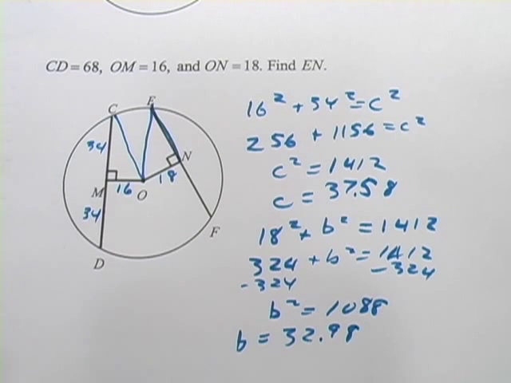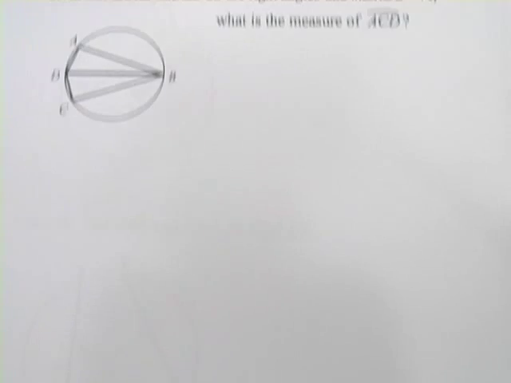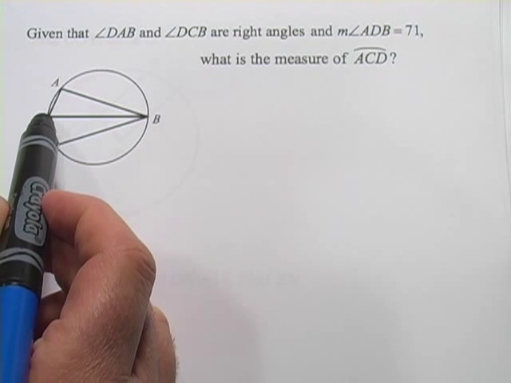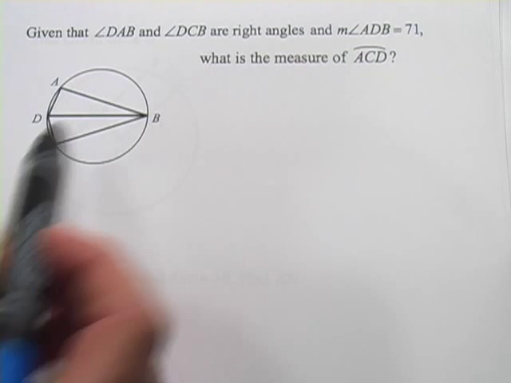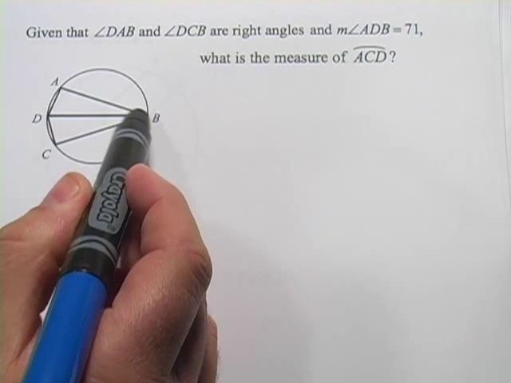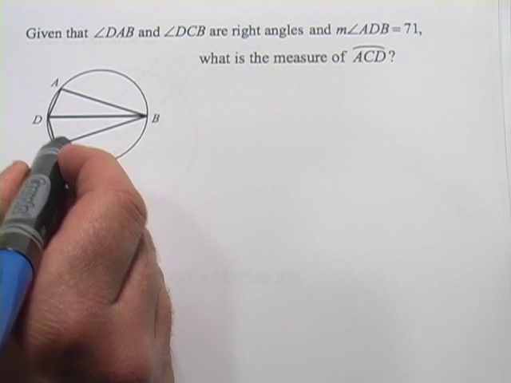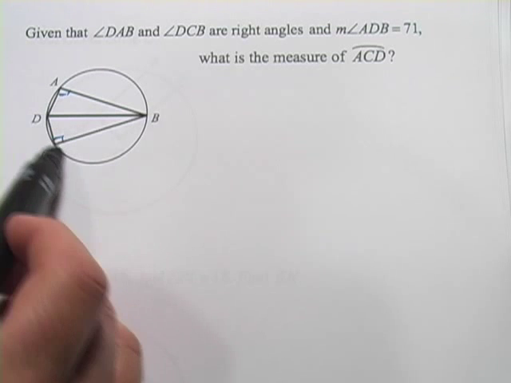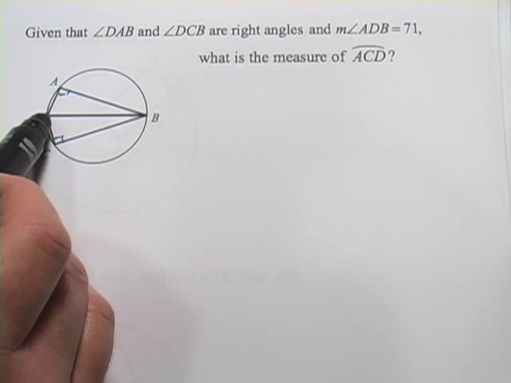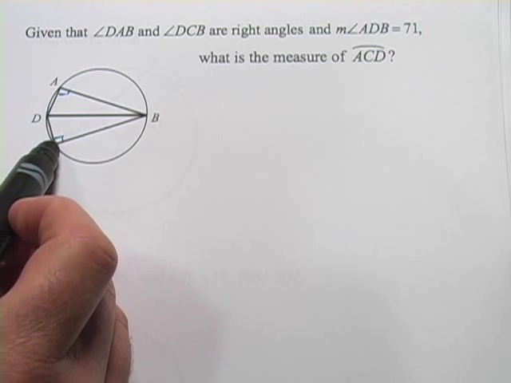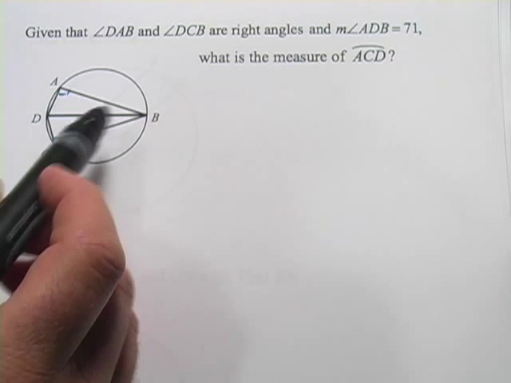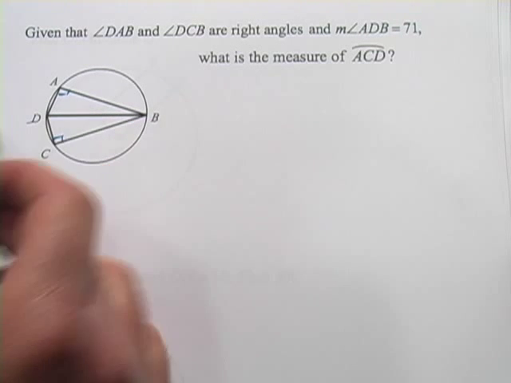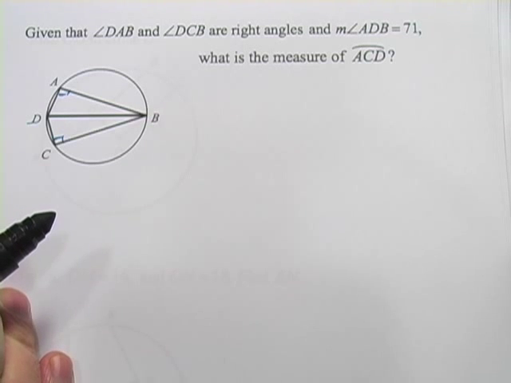All right, one more problem. This next one's about intercepted arcs. In this problem, we're told that DAB, so this angle right here, and DCB, this angle right here, are right angles. So we've got 90 degrees here, we've got 90 degrees here. What that means is that this side of the circle is 180 degrees, and this side of the circle is 180 degrees, because these are inscribed angles. So the arcs they intercept are going to be twice their measures. So that makes DB a diameter of the circle, and it cuts it right in half.